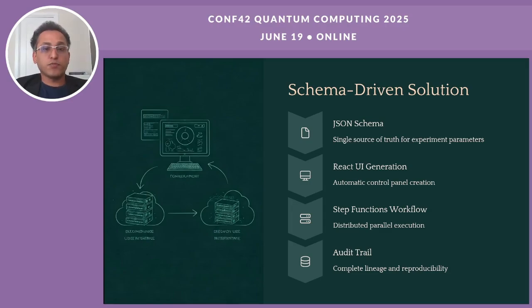To solve these challenges, we built a schema-driven framework. At its core is a single JSON schema, a machine-readable contract that defines what an experiment can and cannot accept. From this schema, we auto-generate three things. First, a React-based web form, so scientists never touch HTML or JavaScript. Second, a Step Functions workflow to execute circuits and post-process data, all serverless. Third, a lineage tracker. Every run is tagged, versioned, and traceable. This means researchers write just a manifest, not a monolith of scripts.